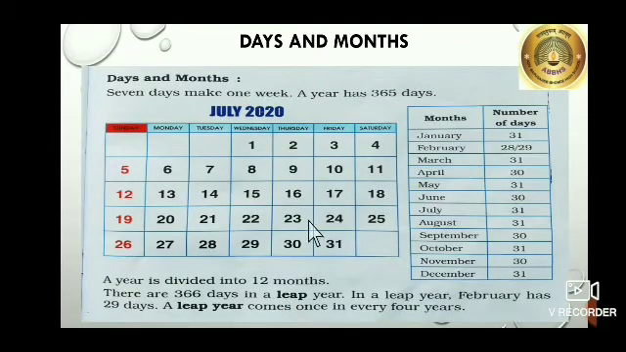Now we are going to see days and months. So days and months. 7 days make 1 week. A year has 365 days. A year is divided into 12 months. There are 366 days in a leap year. In a leap year, February has 29 days. A leap year comes once in every 4 years.